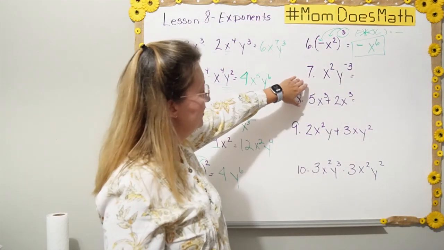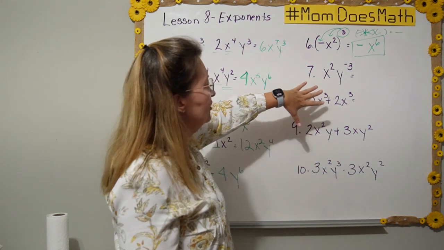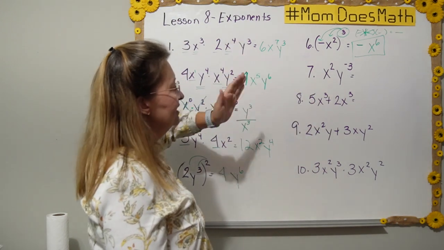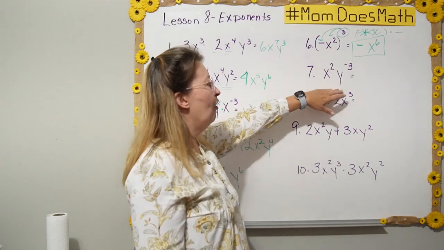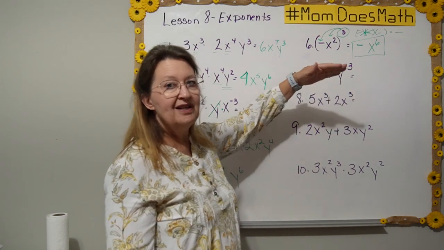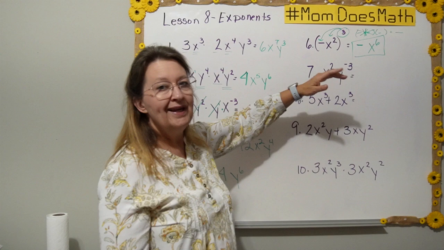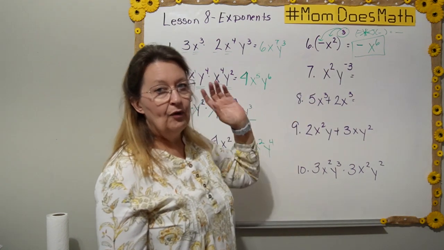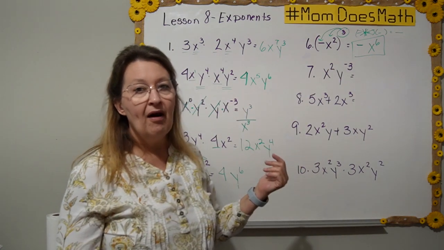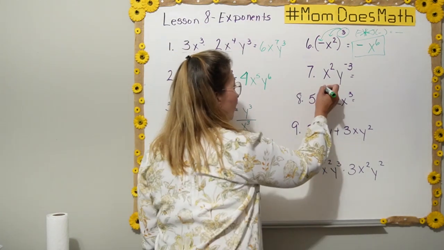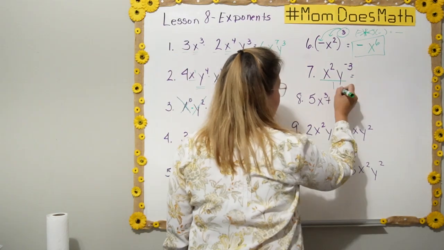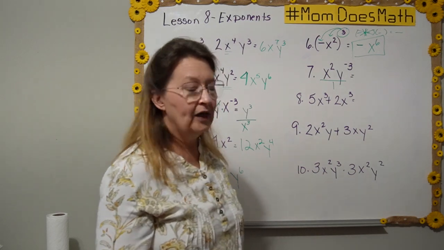Okay, for number 7, there's nothing to combine. There's no constants that can be multiplied. The only thing wrong with this expression, the only reason it is not in simplest form, is that negative exponent. And why do you make a negative exponent positive? You move it to the opposite side of the fraction bar. Where's your fraction bar? Well, this is actually over 1, okay?